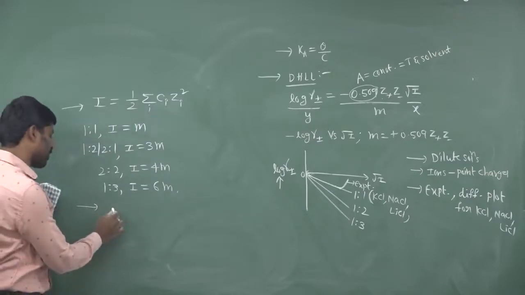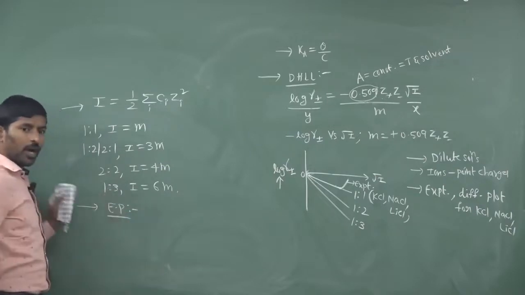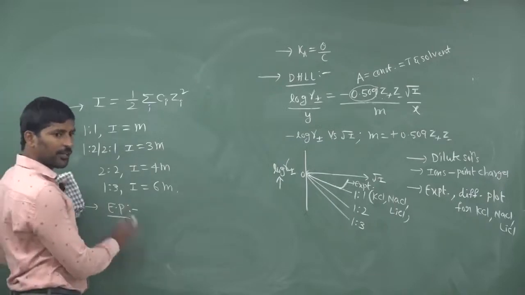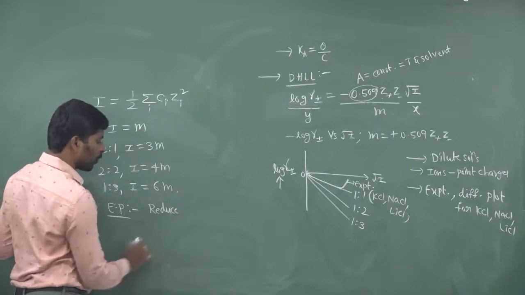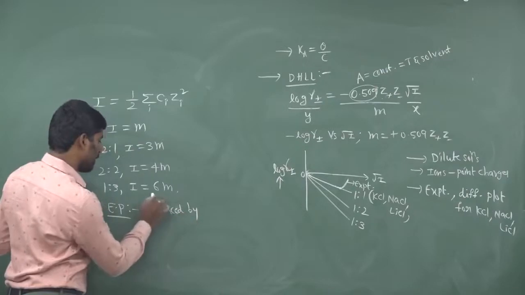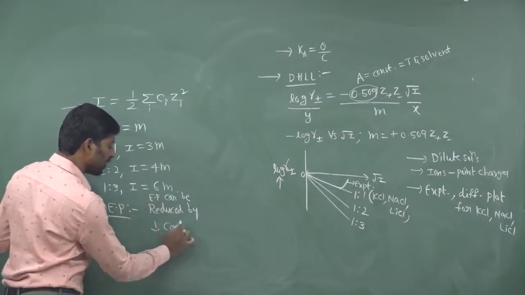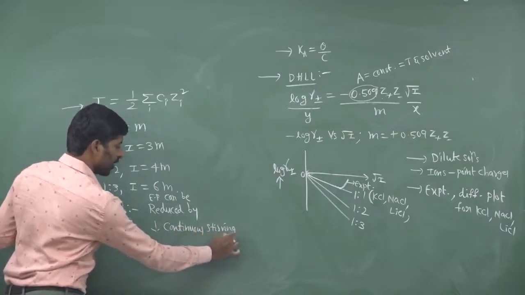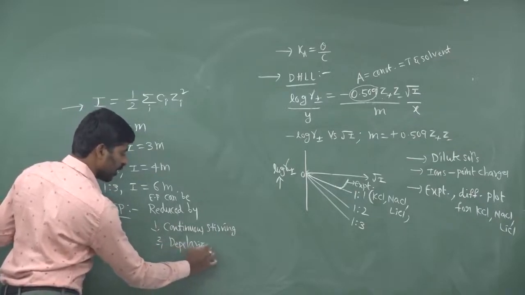Next, you may also remember the electrode polarization concept. How to prevent electrode polarization, and how to reduce electrode polarization? Electrode polarization can be reduced by, one, continuous stirring, and by using depolarizers or oxidants.